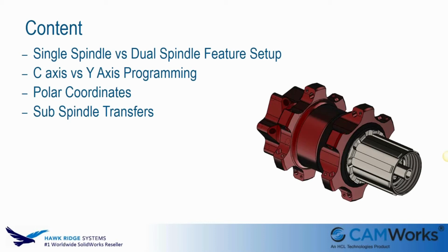And we'll take a look at polar coordinates and essentially the differences in the output and the code, what's going to go on the machine side of things, and look at some typical sub-spindle transfer situations so you can get an idea of how you can set up the transfers, program them, and add any extra code that you might need to turn certain functions on and off and things like that.